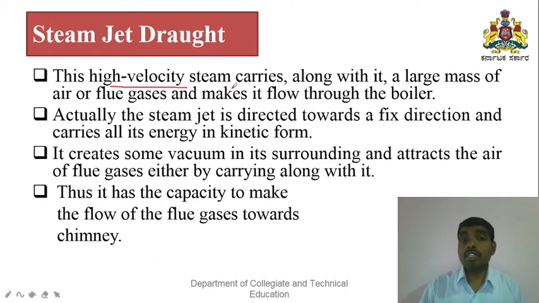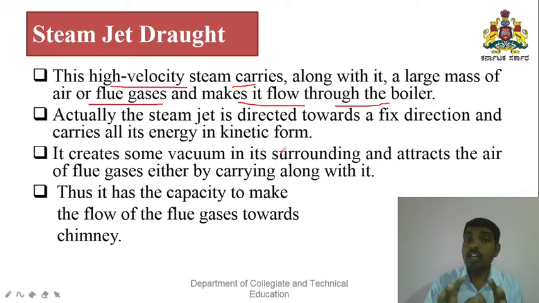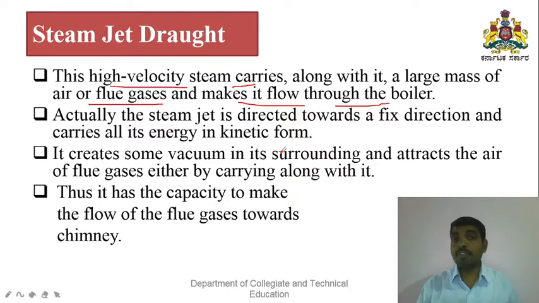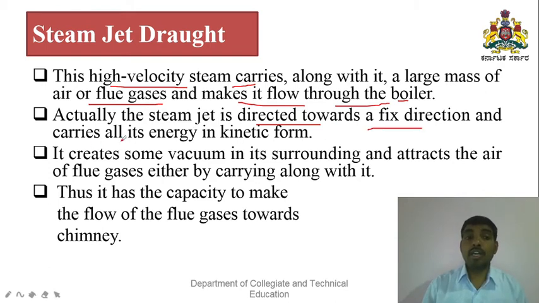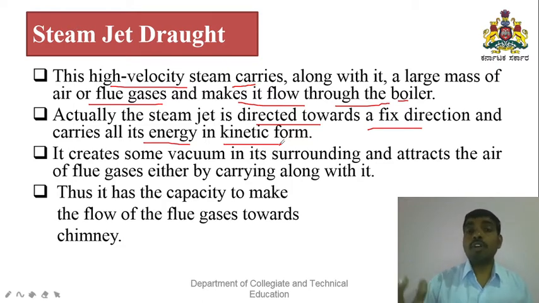Here the high velocity steam carries along with it a large mass of air or flue gases and makes it flow through and out of the boiler. The kinetic energy of the jet leads the flue gases to flow out of the boiler. The steam jet is directed towards a fixed direction and carries all its energy in kinetic form. The pressure energy of the steam jet is converted into kinetic energy, which leads to the flowing of flue gases out of the boiler. That's why the form of energy here is kinetic. It creates some vacuum in its surroundings and attracts the air or flue gases by carrying them along with it.